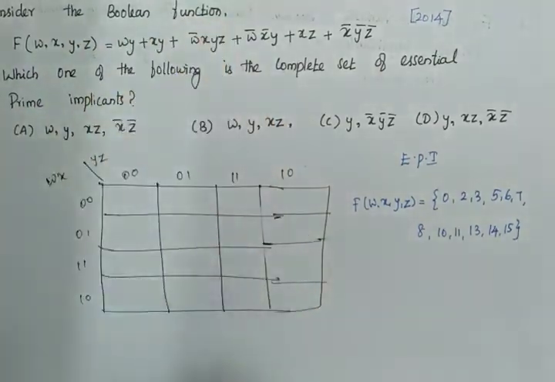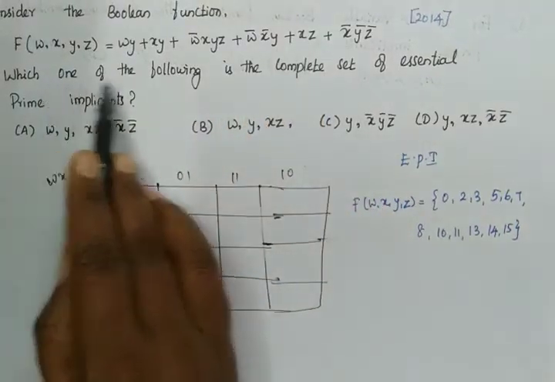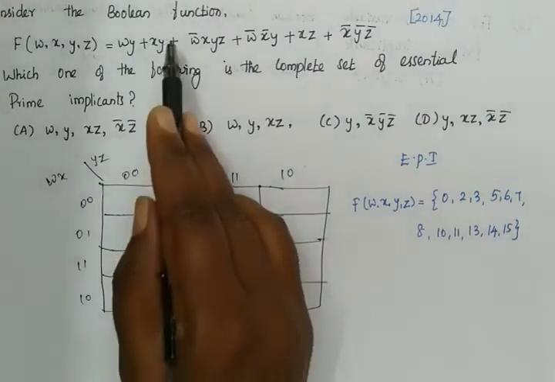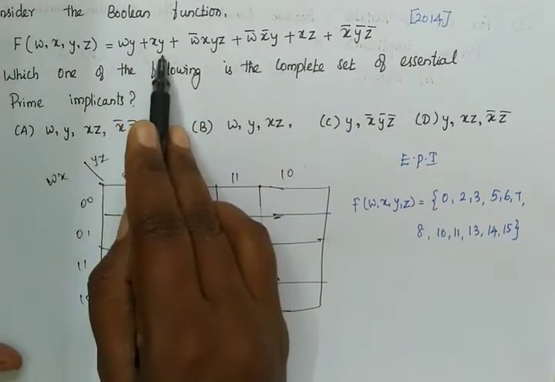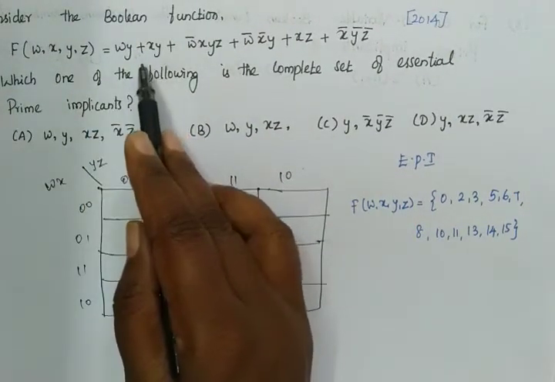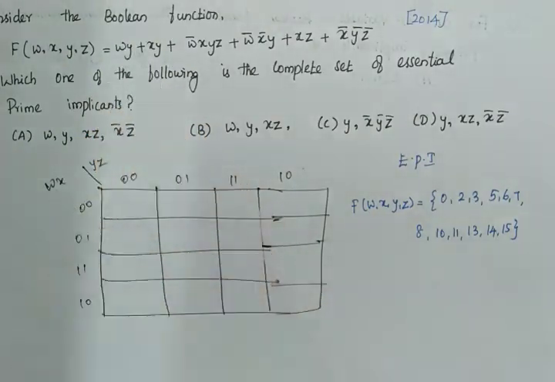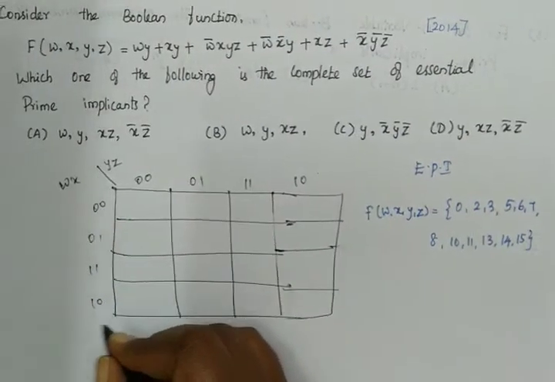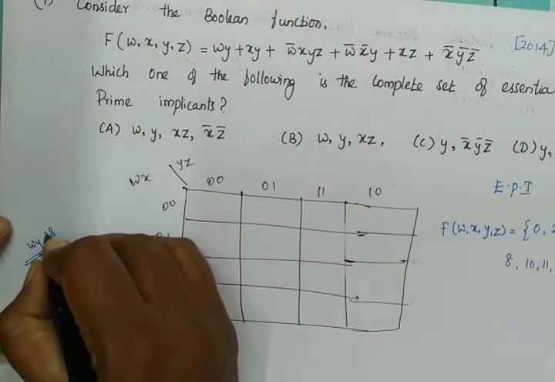The question is, consider the Boolean expression. So this is the expression. Which one of the following is a complete set of essential prime implicants? We cannot solve this using a K-map because it is in non-standard form, not in the canonical form. So we have to change this into standard form by multiplying the missing terms. For example, if we have wy here, what are the terms missing? x and z.